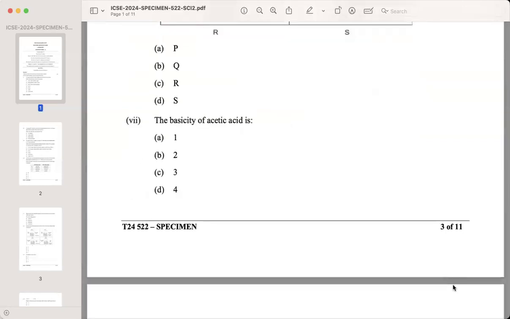The basicity of acetic acid. Now acetic acid, the formula is CH3COOH, and in this case the answer will be A, that is 1. If you need to recall the definition of basicity, it says that the number of H+ ions furnished by one molecule of an acid decides the basicity of the acid. If I talk about the dissociation of acetic acid, it releases one H+ ion, so the basicity is 1. It is a monobasic acid.